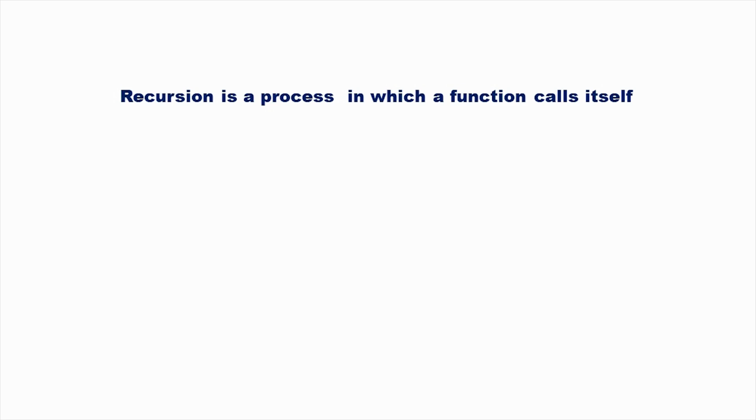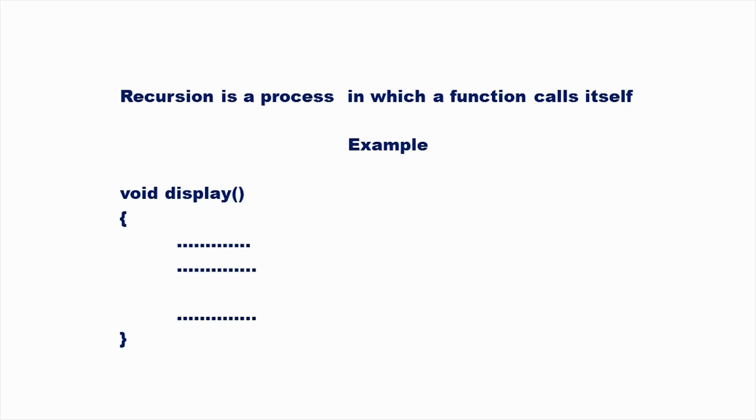In this video, let us discuss recursion. Recursion is a process in which a function calls itself. For example, here we have a function called display. Display is being called within the function definition itself. This technique is known as recursion.